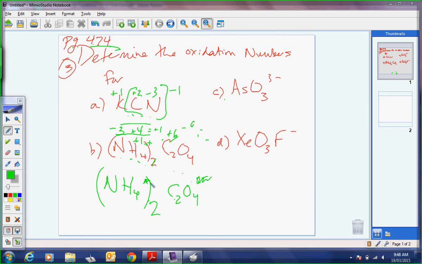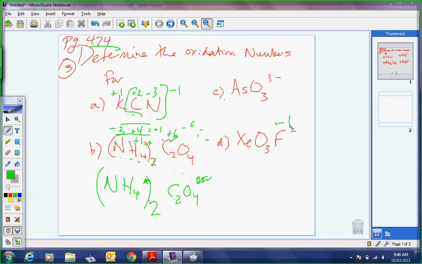Okay, let's do D. Let's do this one. XeO3F minus. What would you do first? Fluorine first. That's the number one rule. Fluorine first when it's given a charge of -1. Why is it first? Because its electronegativity is the highest, so it gets first grabs. So -1. Then what comes next?